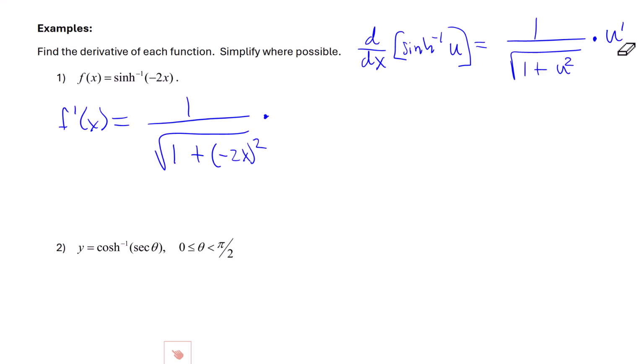Well, thankfully, u is pretty simple here. This is just a negative 2x. The derivative of that, of course, is just negative 2. So that's all we want as the first step of accomplishing the derivative formula for this sine hyperbolic inverse. Of course, we want to simplify this a little bit, so we'll finish up that way.